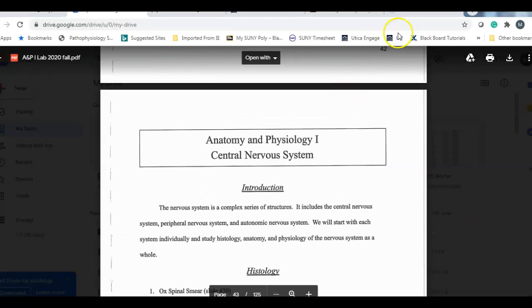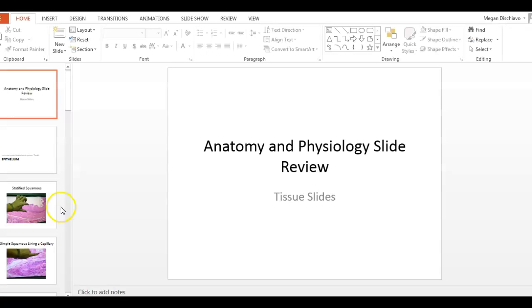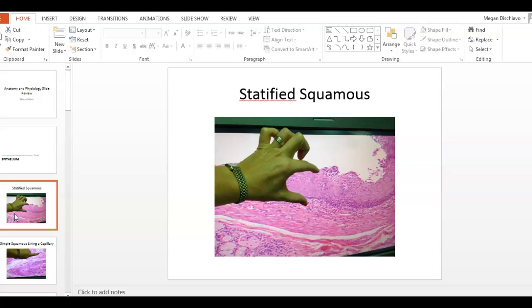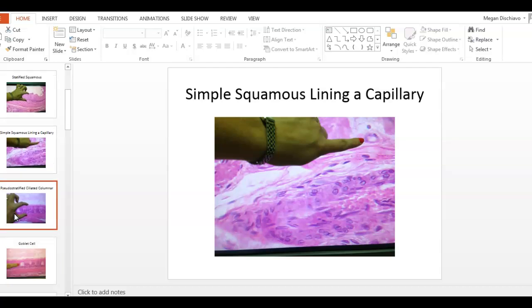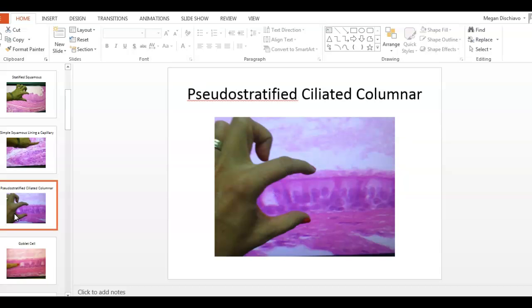Okay, so the next thing that I'm going to do is open up the tissue slides. And last week we went through all the squamous. So there is stratified squamous, multiple layers of egg-shaped cells, simple squamous lining a capillary, 1 layer of egg-shaped cells, pseudostratified ciliated columnar is found in the trachea. You've got the cilia at the top, the oval nuclei, and some of them even look roundish, that are at all different heights, but those cells all touch the same basement membrane or basal layer.